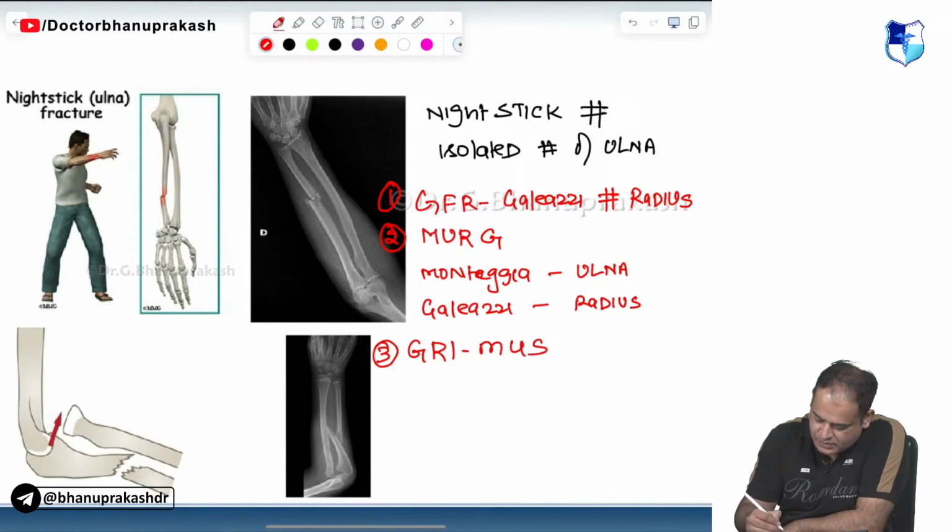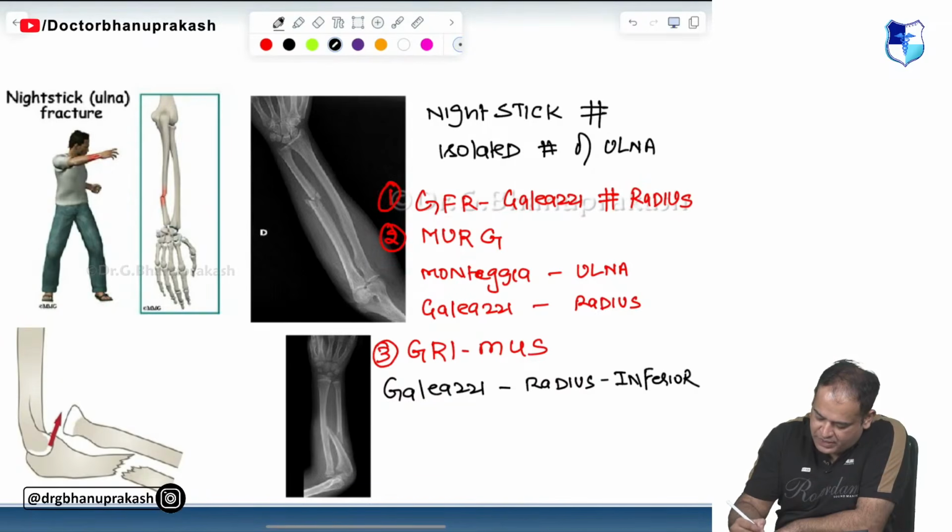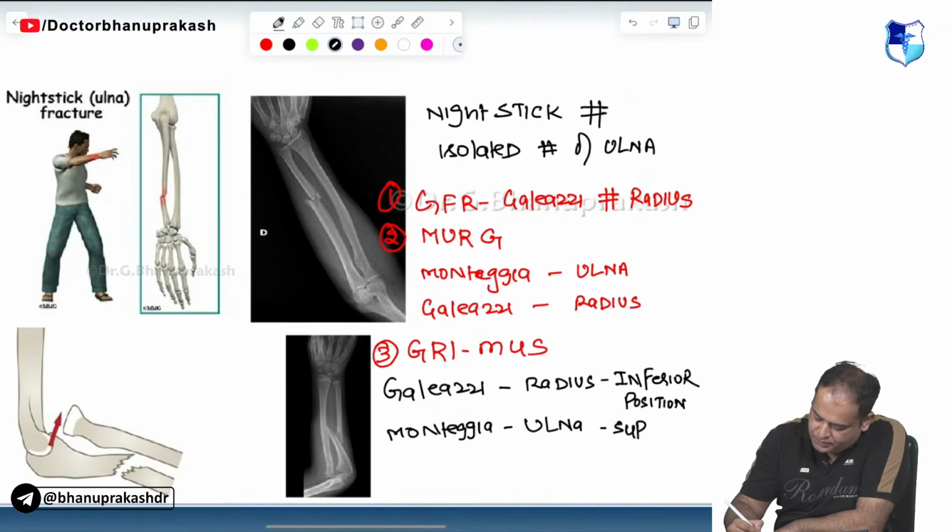The third mnemonic, Grimus. So Galeazzi will fracture radius at inferior position. Monteggia will fracture ulna at superior position.